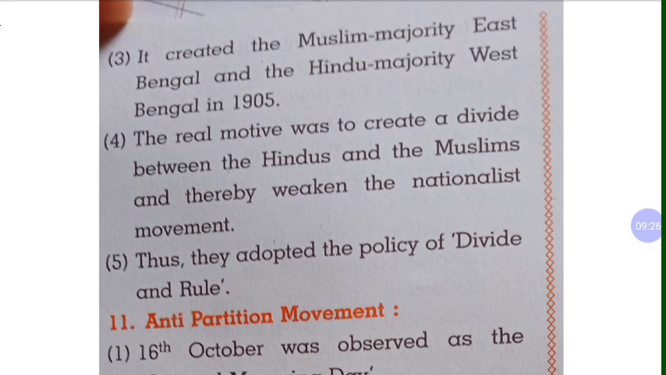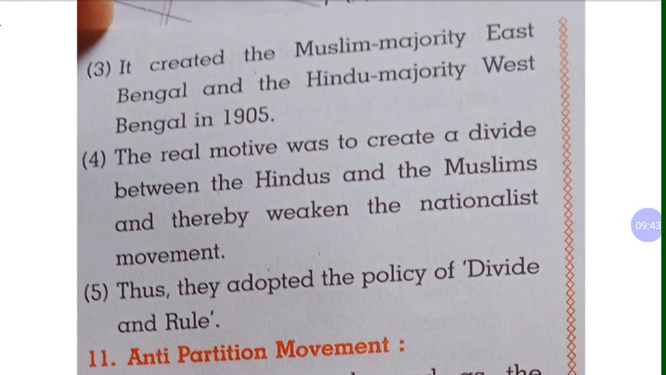It created a Muslim majority in the east of Bengal and a Hindu majority in the west of Bengal. So here what happened? Hindu-Muslim unity. They wanted to break this Hindu-Muslim unity, and that was their main intention. So it created a majority of Muslims on the east side and Hindus on the west side.